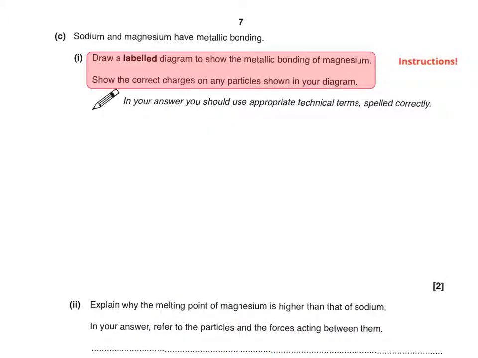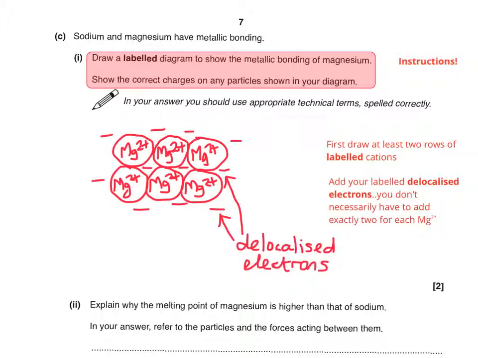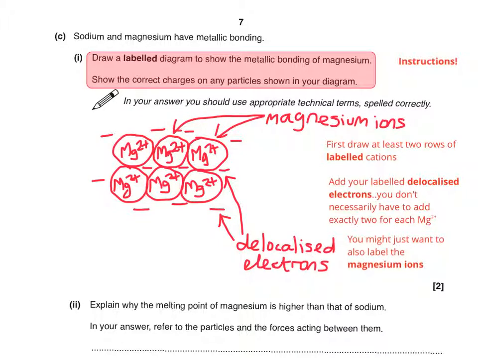So in this next part of the question, again, the highlighted part shows the instructions that you need to follow. They want you to do a labeled diagram to show the metallic bonding of magnesium. The first thing to do is to put in at least 2 rows of labeled cations. And the second thing to put in is your labeled delocalized electrons. You don't necessarily have to have precisely 2 electrons for every Mg2+, or precisely 3 electrons for every Al3+, if it was aluminium they wanted you to draw. But just show them kind of randomly spaced around and point to a couple and say delocalized electrons. That should cover you. And just to be on the safe side, you may wish to label them magnesium ions too.